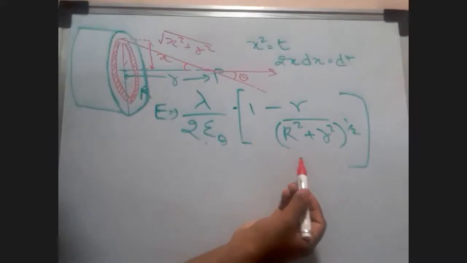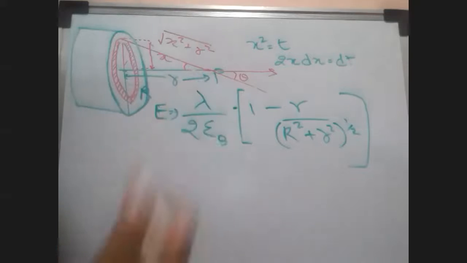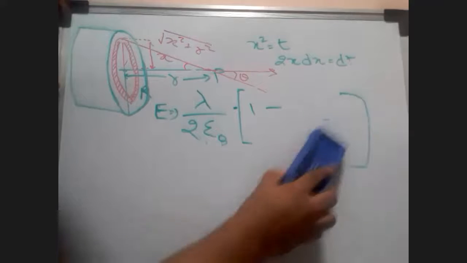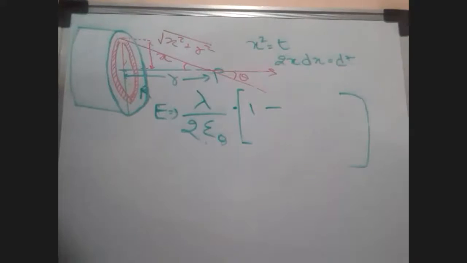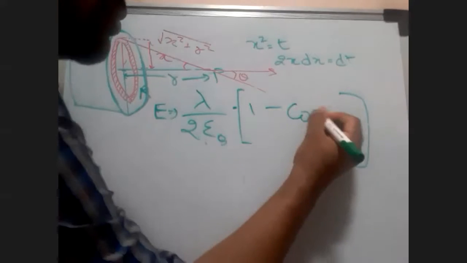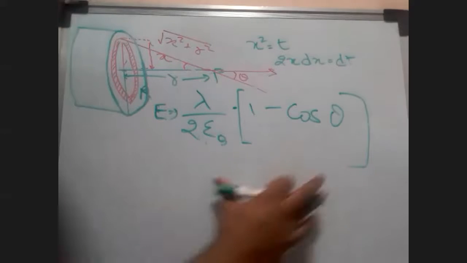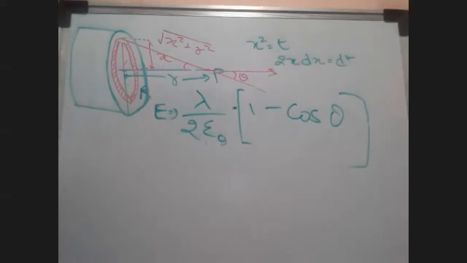What are we going to get finally? We can say adjacent by hypotenuse. So doesn't that become cos theta? Instead of this term, I can write cos theta. Why make such a big mess? I'll just remove this and write cos theta. Am I right? Is it understood? This is the equation for a disk.